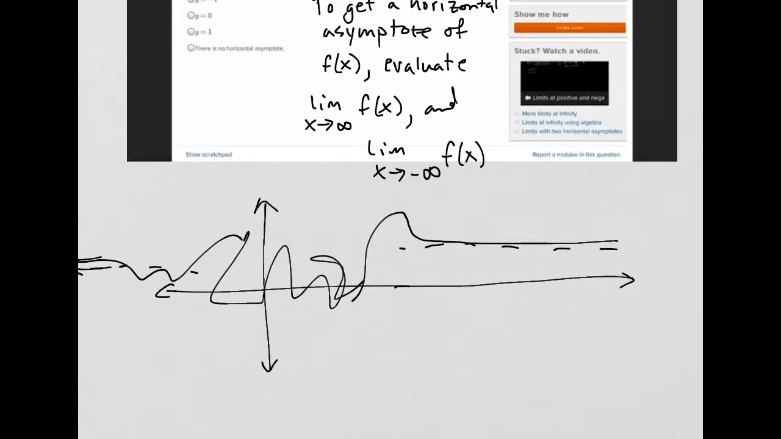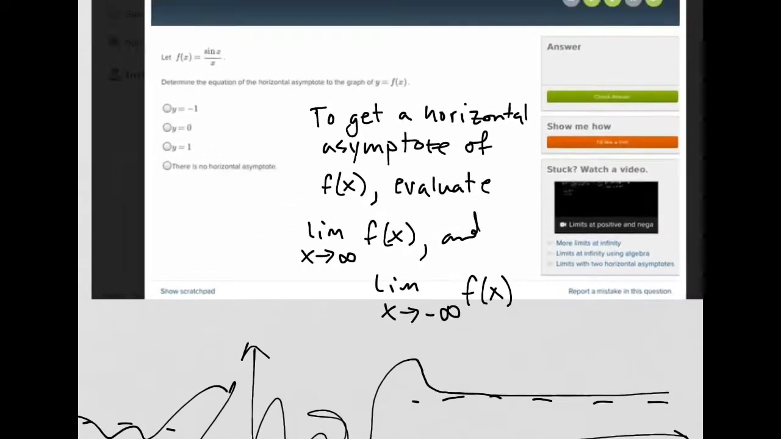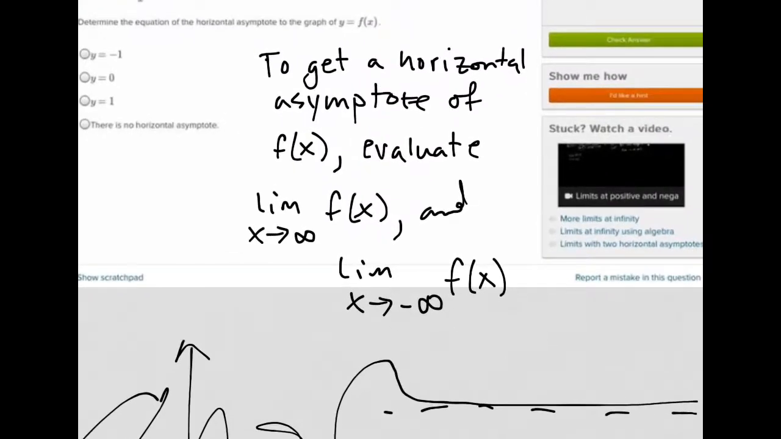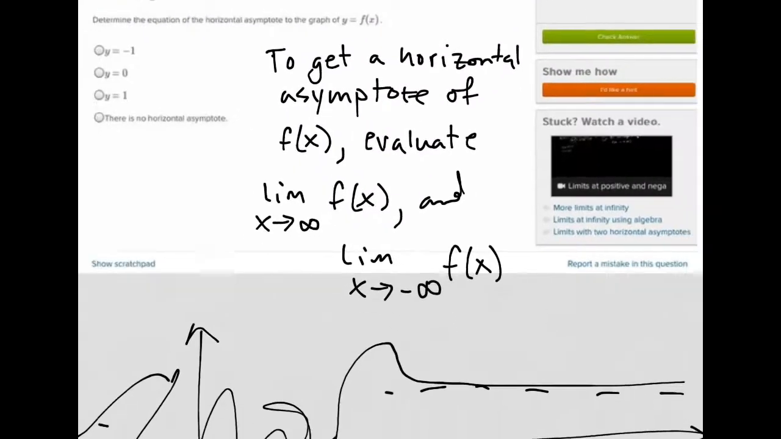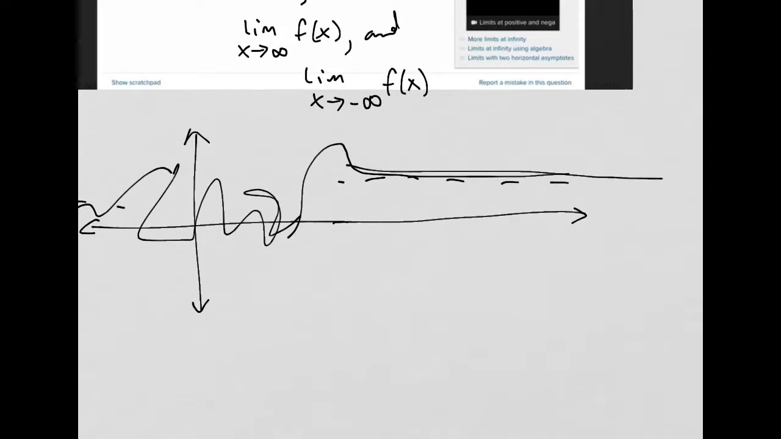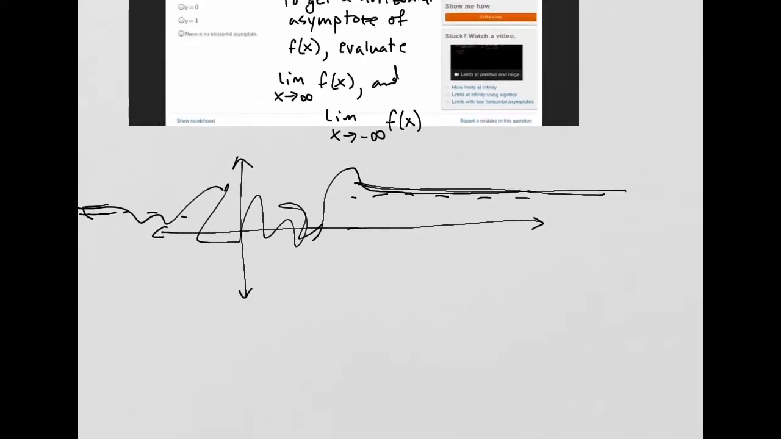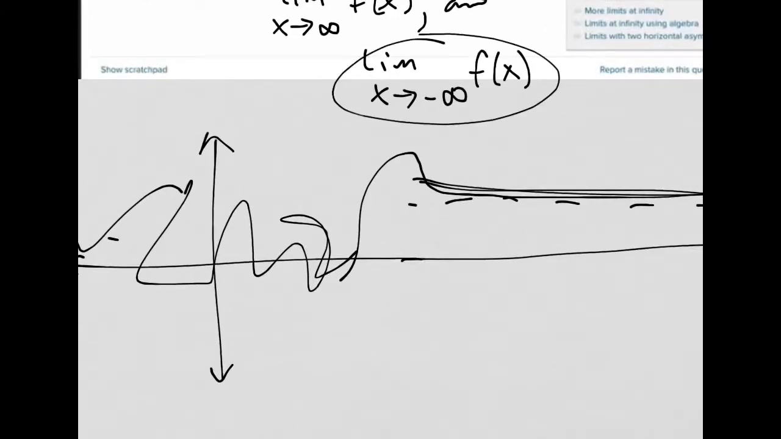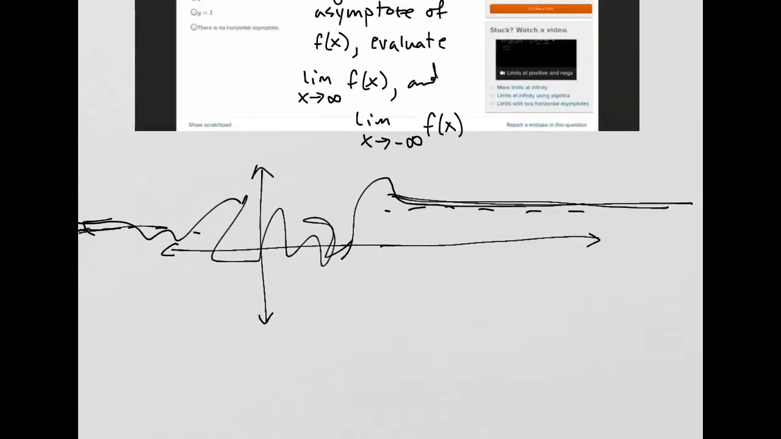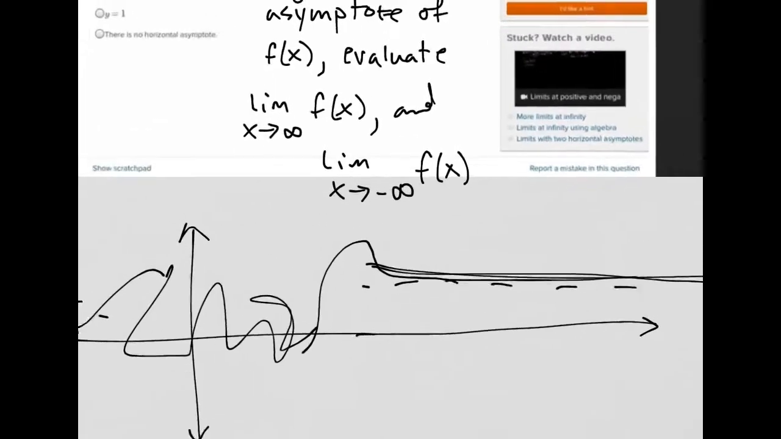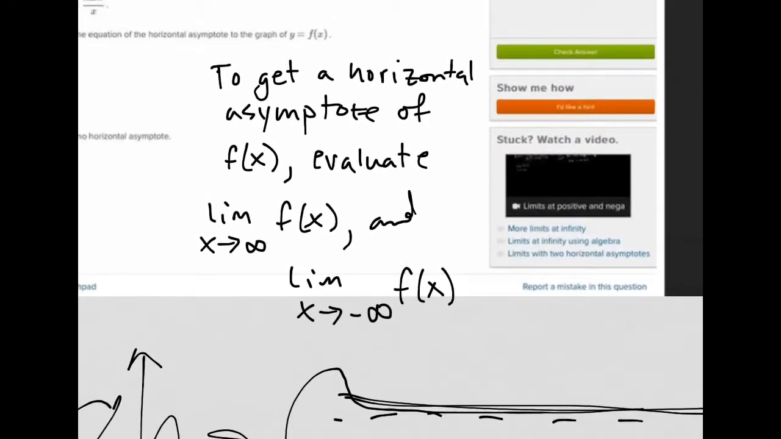So to find your horizontal asymptote, to find your end behavior, you just take the limit of the function as x approaches infinity. That's what is happening to the function, what it's getting closer and closer to as it goes way to the right, and what is happening as you get way out to the left. That's really all horizontal asymptotes are. It's just end behavior.